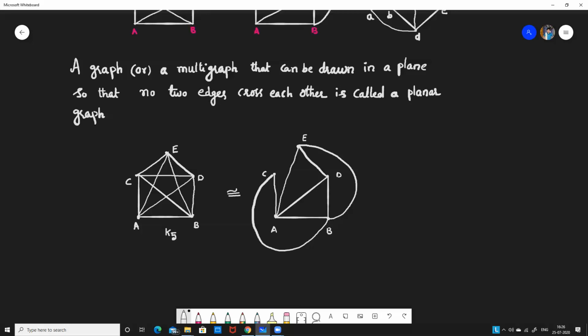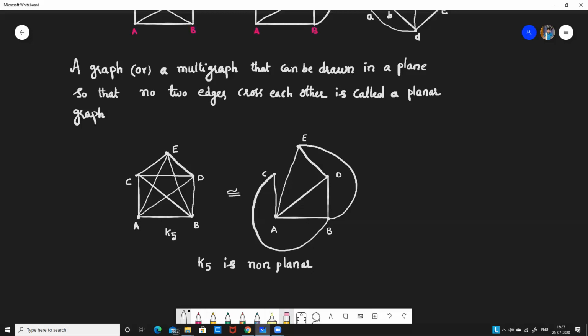So if I want to draw an edge from D to C, the only possibility is to remove this edge. But if I remove this edge, we have to draw from E to A. Is it possible to draw E to A? No, it is not possible. So therefore, this graph we cannot convert into planar. So we can say it is a non-planar graph. K5 is non-planar.